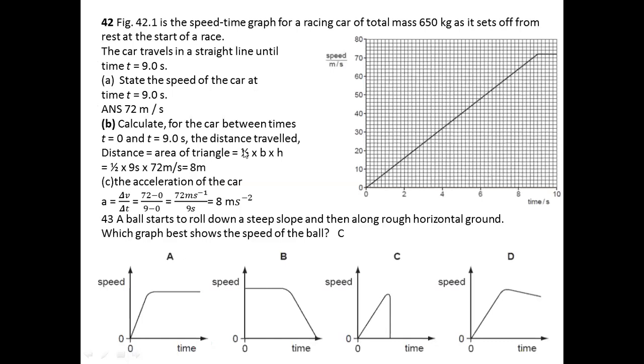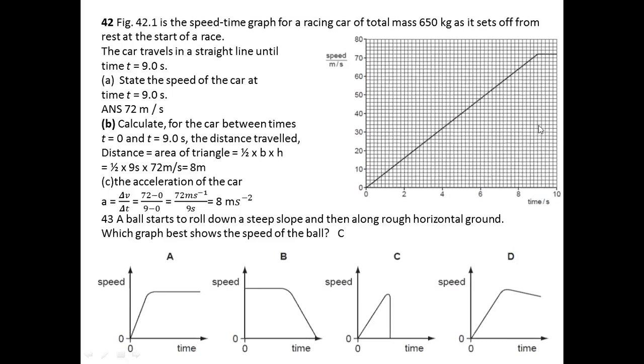Next question. The figure shows the speed time graph for a racing car of total mass 650 kg as it sets off from rest at the start of the race. The car travels in a straight line until the time is 9 seconds. State the speed of the car when time is 9 seconds. So at 9 seconds, we have to see what the speed is at this horizontal line. It is 72 meter per second. Over here, one box is equal to 2 meters per second. So the reading corresponding to this horizontal line on the y-axis is 72 meters per second.